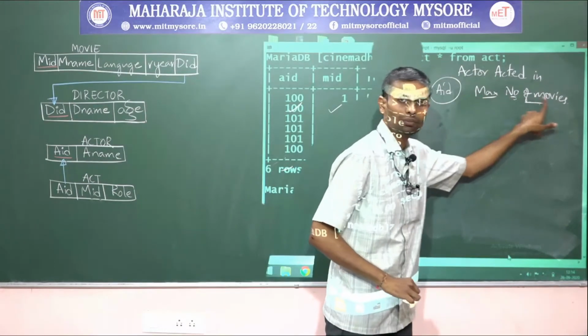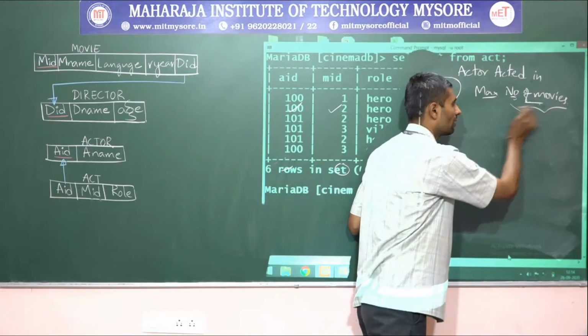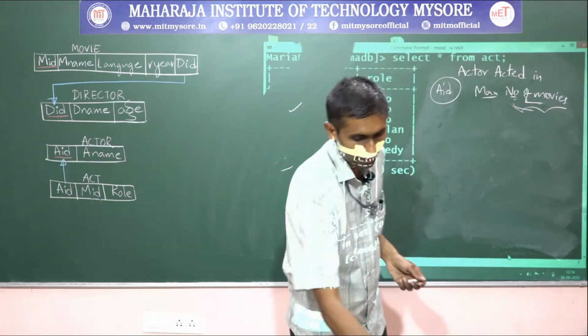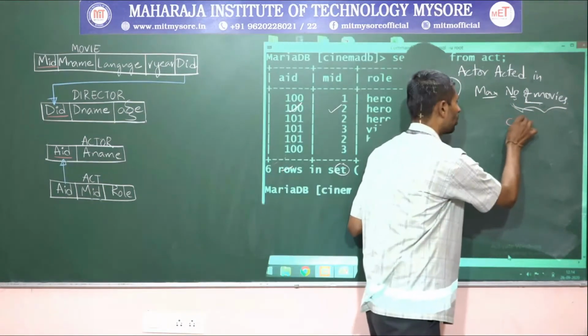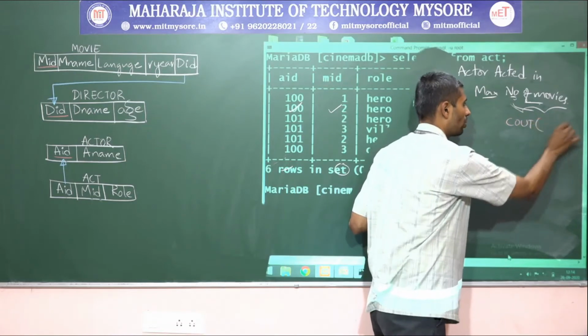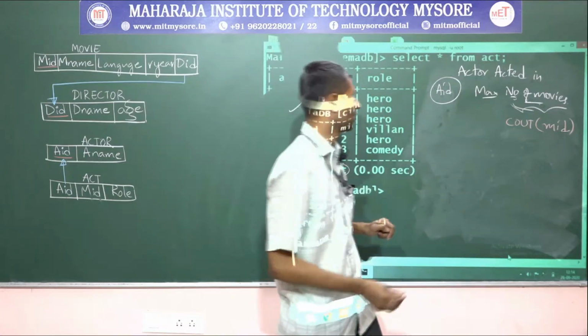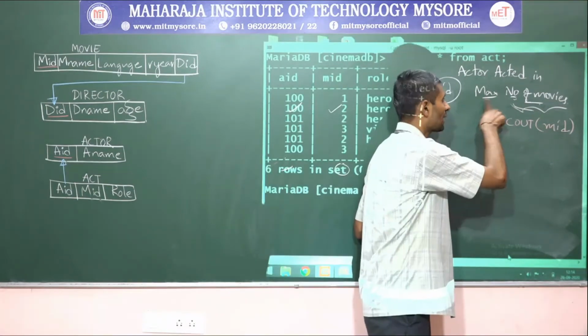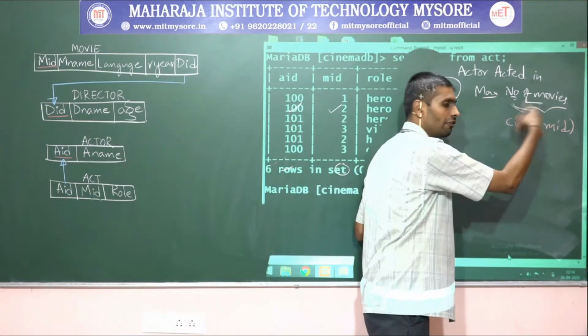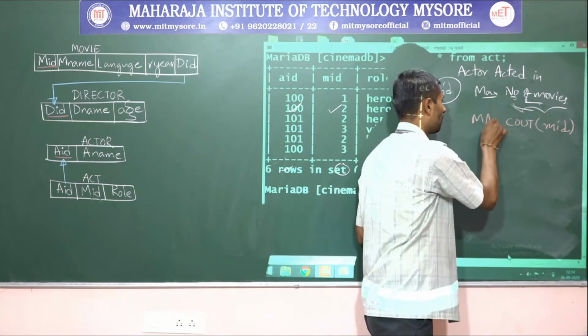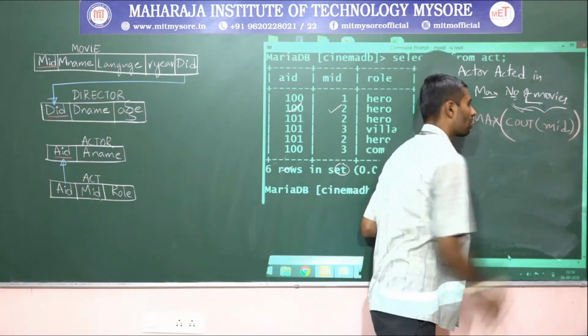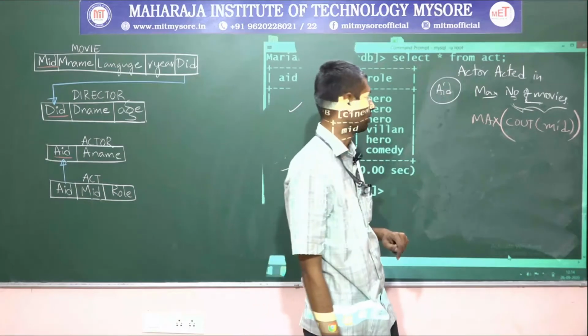Maximum number of movies. Number of movies means what? This gives a hint that they are asking us to go with count. Count of movie IDs, right? And maximum number of movies, maximum of count. So what we want is max of count of movie IDs, right?